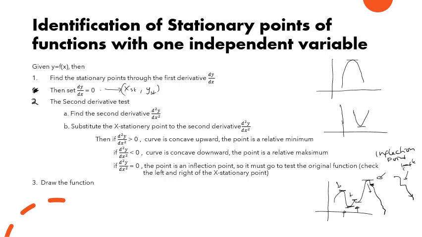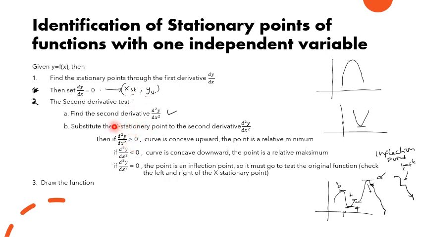And then after we find these stationary points, we need to test whether that point is a maximum point, minimum point, or inflection point. So how to do that? By finding first the second derivative. Okay, after we find the function of the second derivative, then we need to substitute the x stationary point into the second derivative function.